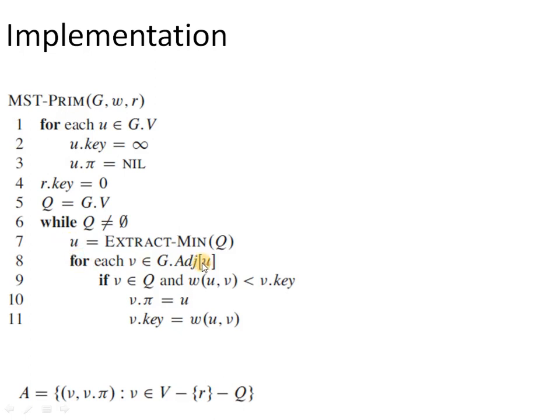And now we have to scan the adjacency list corresponding to the deleted vertex from the queue. And then we have to update the weight values of all the vertices which are adjacent to u, which is the vertex we have just deleted. So if the weight value of the vertex u and its adjacent vertex is less than the current weight value of the vertex, then we have to update the weight value as well as we have to update the parent of the vertex. At line number 11, we are actually updating the weight of a vertex.